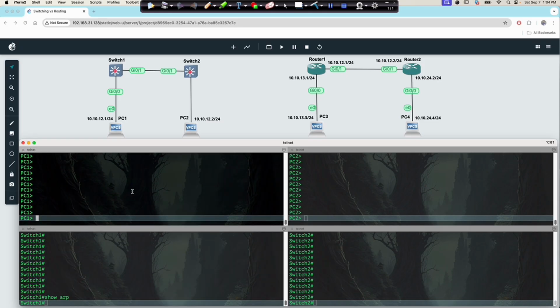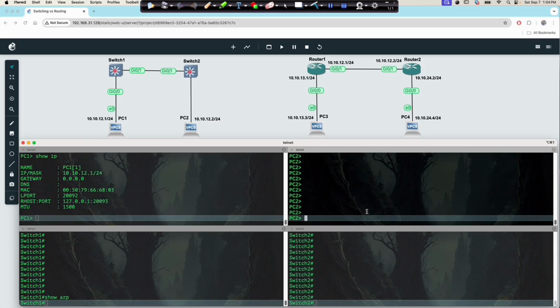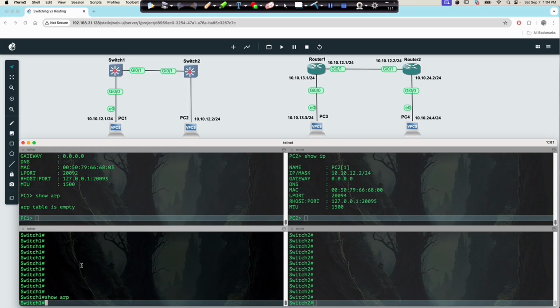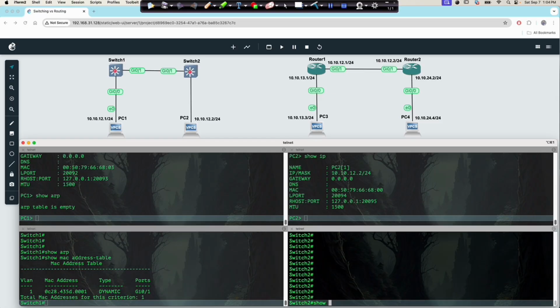Let's see the IP address of PC1 and the IP address of PC2. You can see both PCs are using IP addresses from the same subnet. Now let's see the ARP table for PC1. As you can see, there is no ARP entry. Let's try to see the MAC address table of switch 1. You can see it shows a MAC entry for switch 2. Similarly, the MAC address table for switch 2 is showing only one MAC entry, for switch 1.